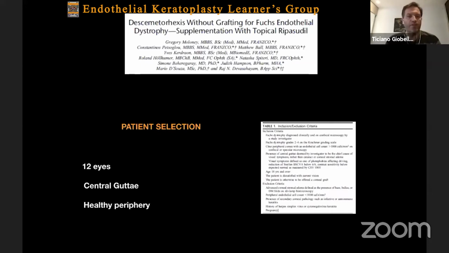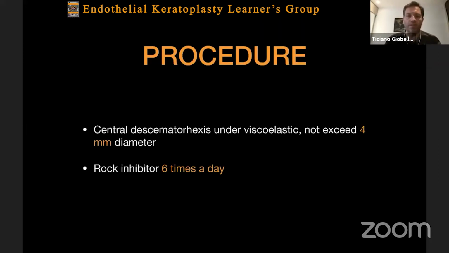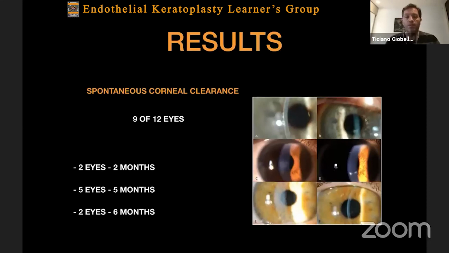He chose 12 eyes with central guttae and healthy periphery to combine these treatments. He performed a central descemetorrhexis under viscoelastic, as shown by Roberto. They did not exceed 4 millimeters in diameter, and they used ROCK inhibitors 6 times a day. The results were very good. They had spontaneous corneal clearance in 9 of 12 eyes in the first 6 months.